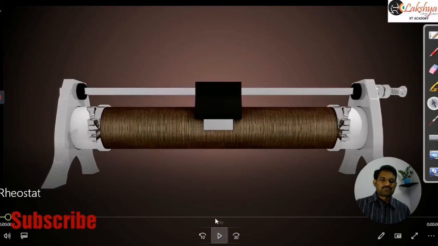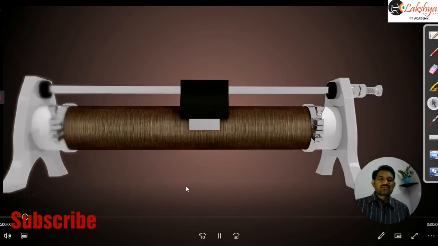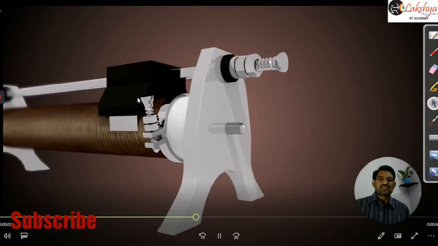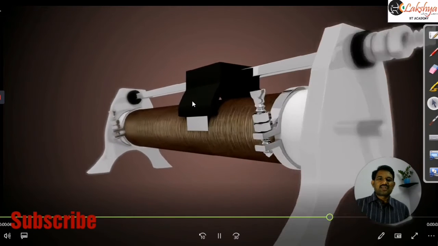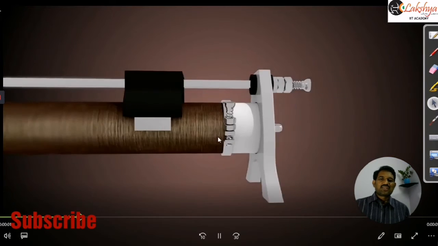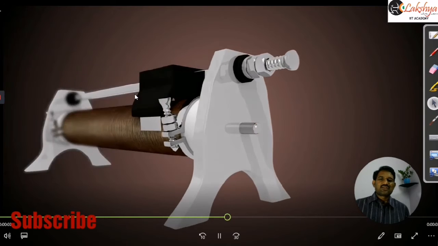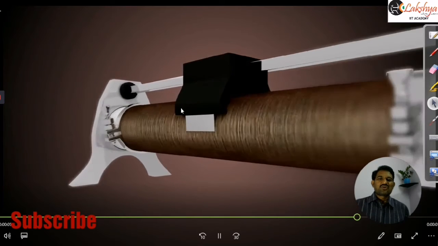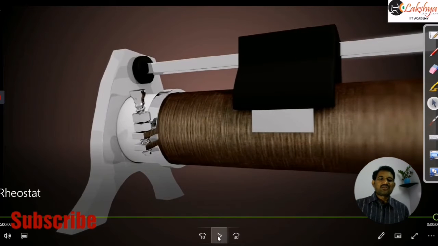Now, as the wires are insulated from each other, even though there is physical contact between those wires, they are electrically insulated from each other. So we can observe that it can slide like this. When it is sliding, the resistance is varying here. We can put any desired resistance in that circuit by sliding this knob. If this knob is slid, then accordingly the resistance in that circuit changes.